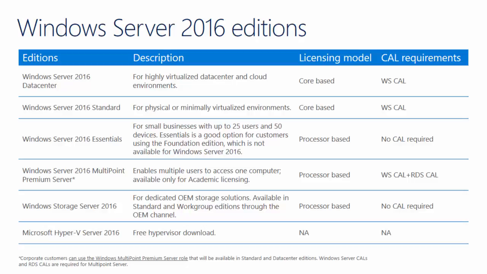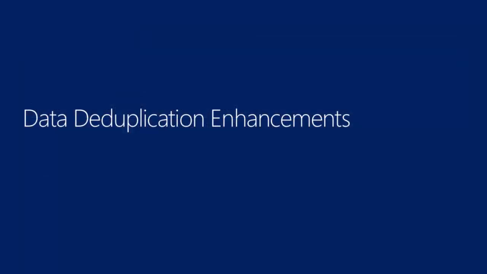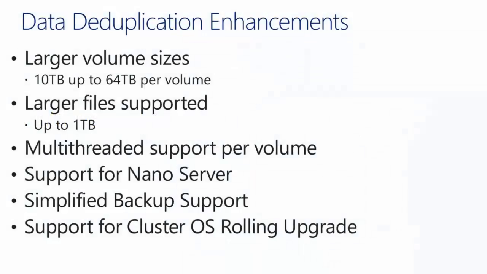So let's jump in with a nice, quick, and easy one: the data deduplication enhancements. So I threw this one in first because it's one that we can get through quickly, and it's one that I know a lot of you are already starting to use in your Server 2012 based environments. So really the big changes that we've got with data deduplication here are around what the officially supported file sizes and volume sizes are. So now we've got support for up to 10 terabytes up to 64 terabytes per volume, and we've also got officially got support for files up to 1 terabyte in size.